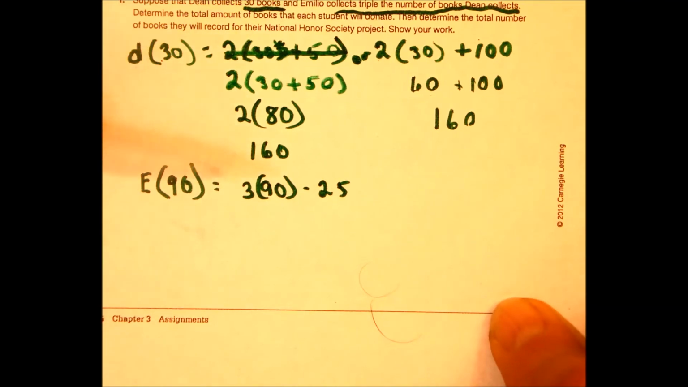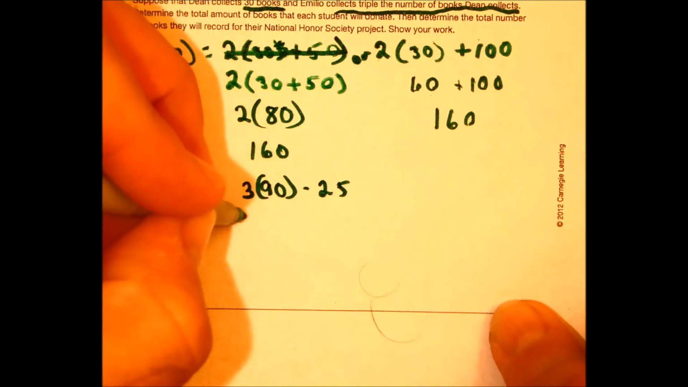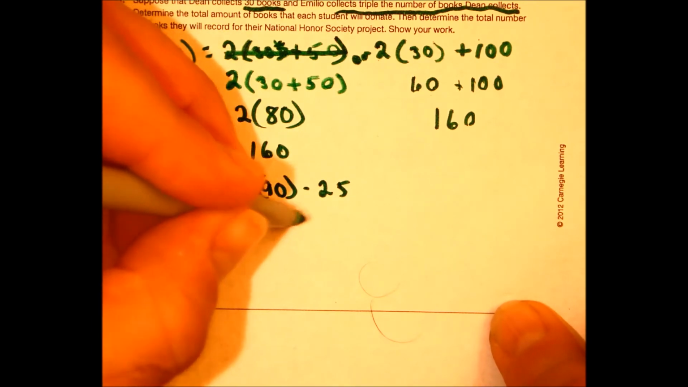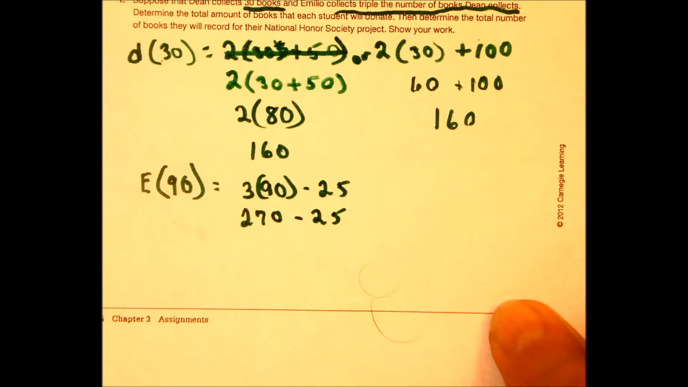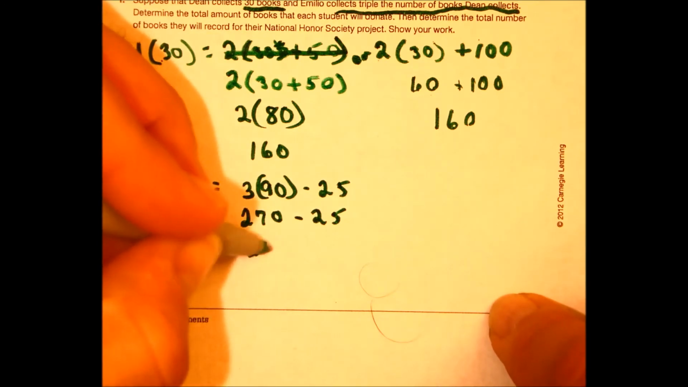All right, so now we do the math for this one. 3 times 90, correct, 270 minus 25, which gives us, correct, 245.